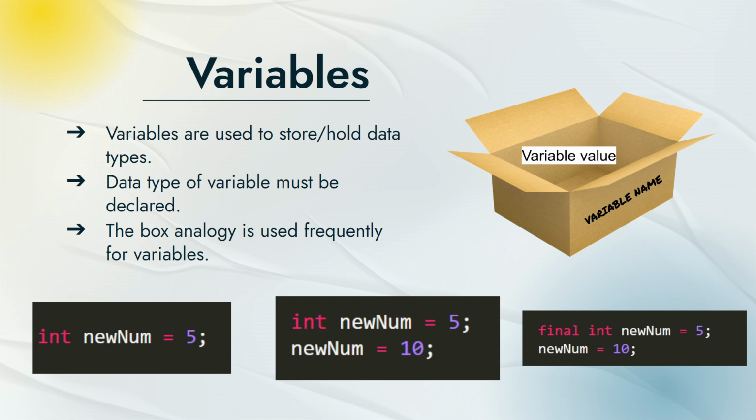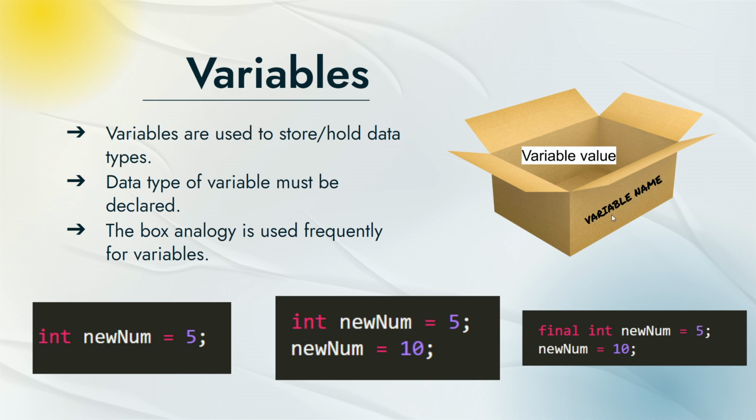So what are variables? Variables are used to store/hold data types. Data types of a variable must be declared. The box analogy is used very frequently for variables. What the box analogy is that the name of the variable is written in permanent marker. However, the variable value is a paper slip. What this means is that let's say, as you can see in this example here, the name of the variable is new num. And the paper slip would be 5. So new num holds the value of 5.